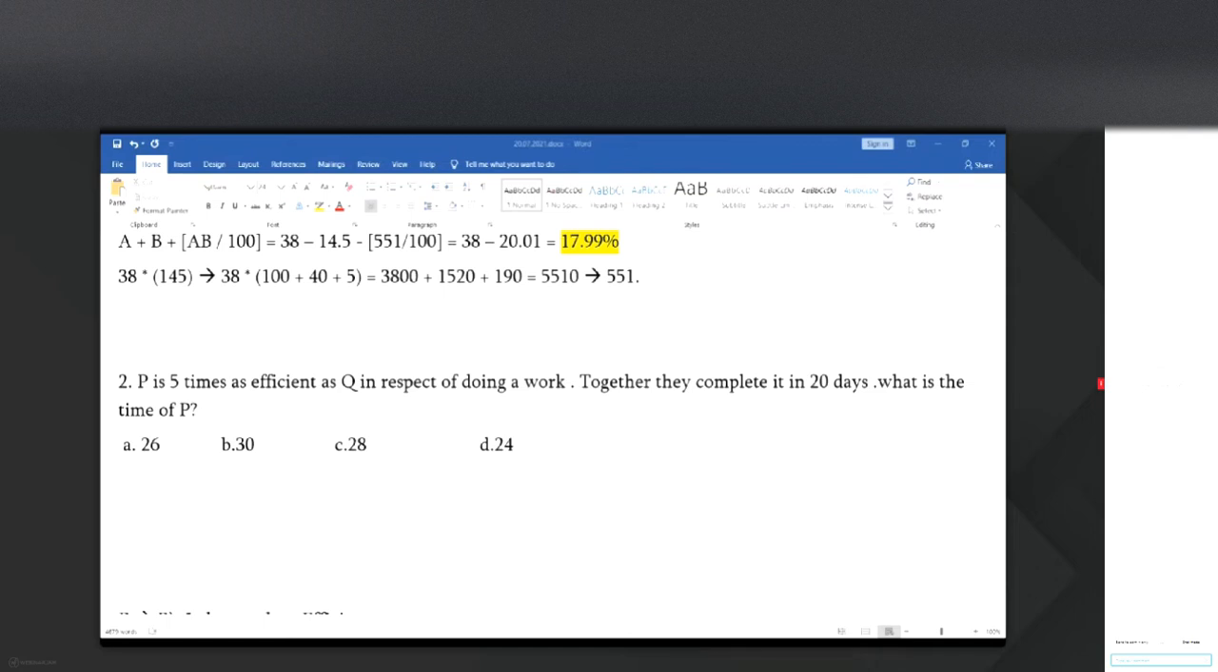Niharika is asking, what if there are 4 values, 3 are increased and 1 is decreased?